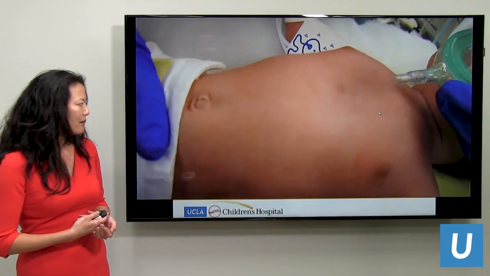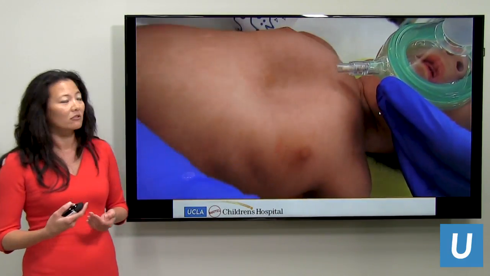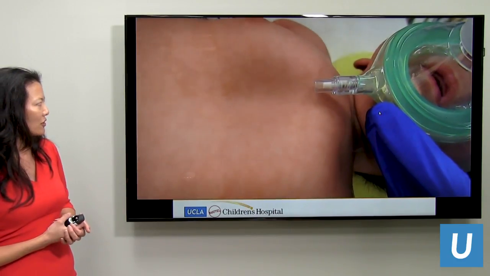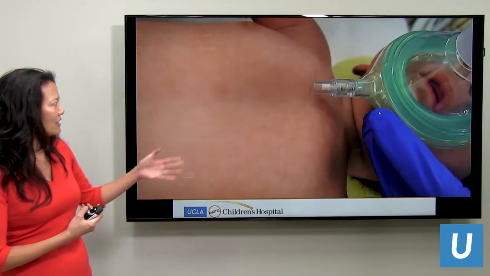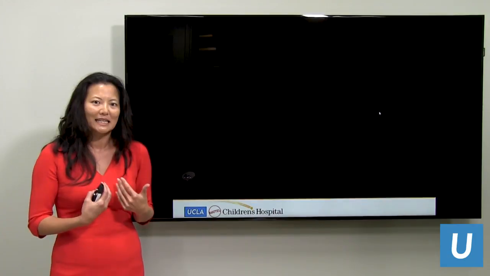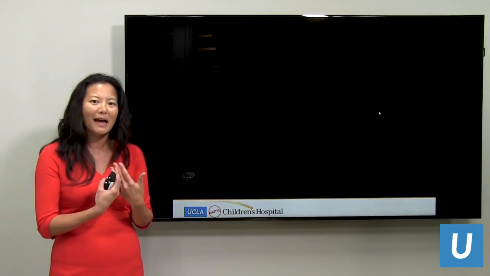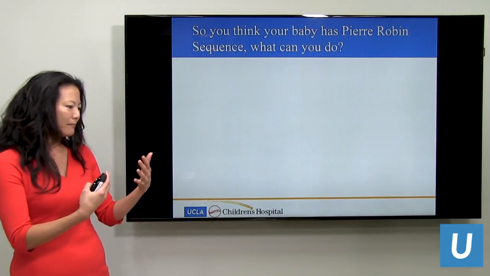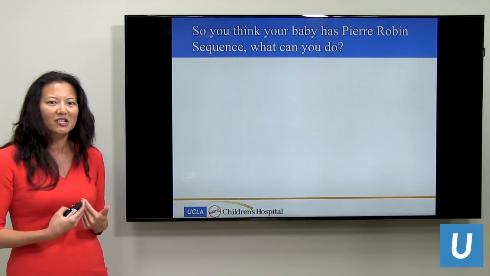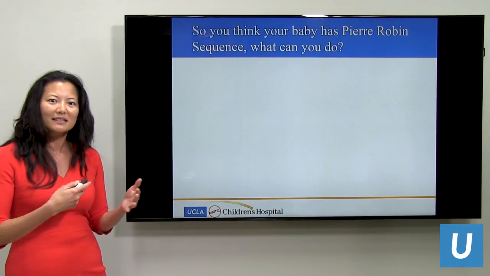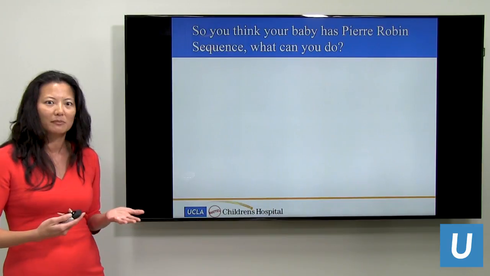So let's talk about respiratory distress. This is what we call sternal retraction. You can tell this baby is sucking in air, and his sternum is retracting inward because he's having such a hard time bringing air in. This is something that you would see in Pierre-Robin sequence.